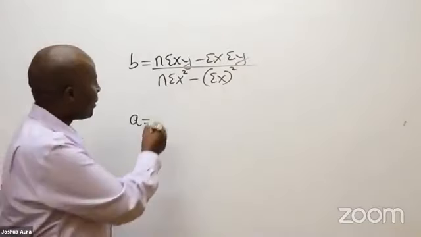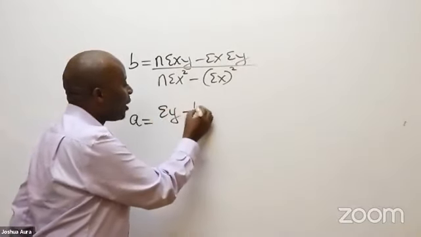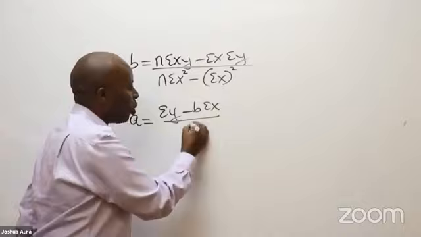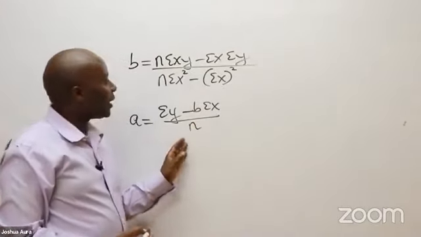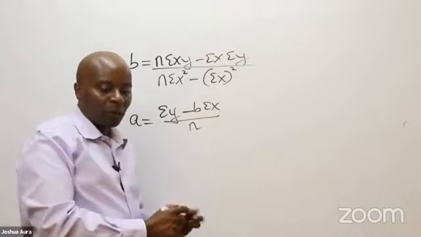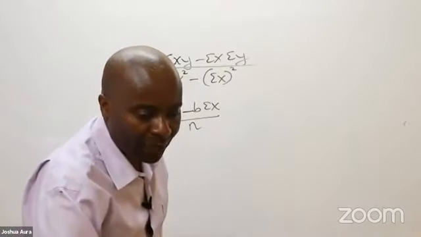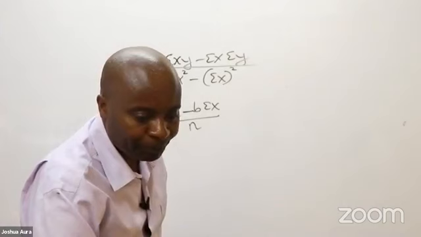To get the constant, we normally take summation of y minus b summation of x all over what here? All over n. Very, very important. And here, of course, you'll come and count the number of points.